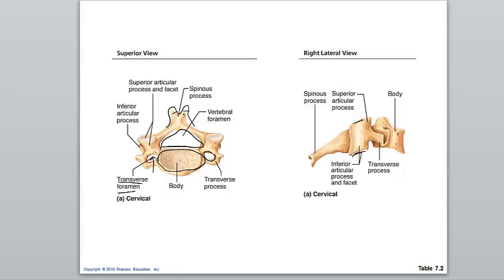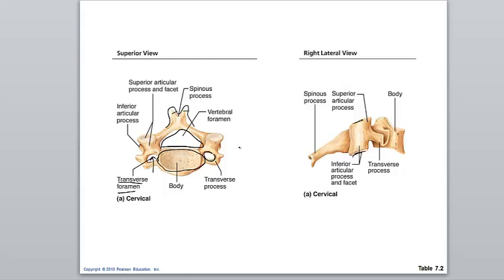You have 2 horns, right? So it's bifid. So you have your spinous process, which is bifid. That is very unique to your cervical vertebrae itself. Okay. So that is the general characteristics of your cervical vertebrae, C3 to C7.